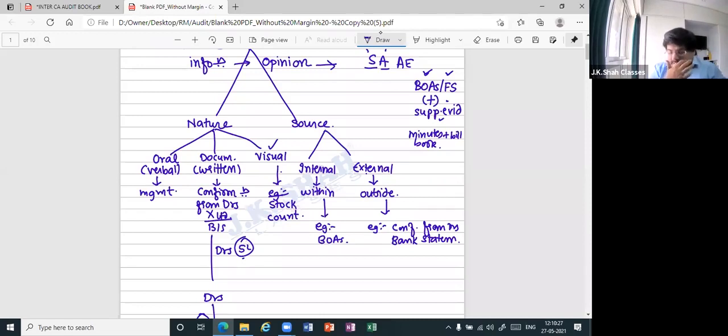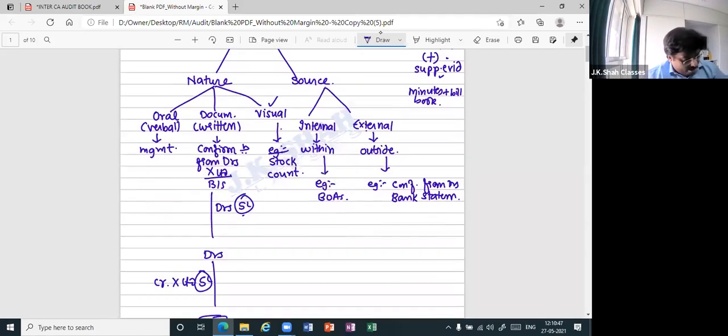Give me an example of oral. Correct. Can I say any talk with the management? Okay. Thereafter, documentary, confirmation from debtors. Visual, stock taking or asset checking. Internal example, books of accounts, vouchers. External example, confirmation from debtors, bank statements, etc. All cool? Last important thing, hear carefully.